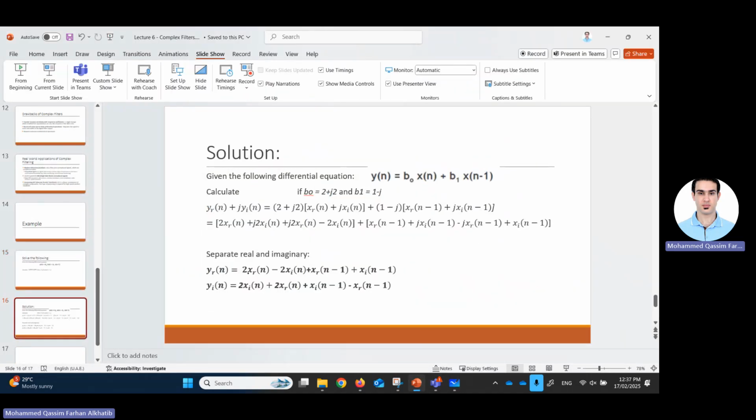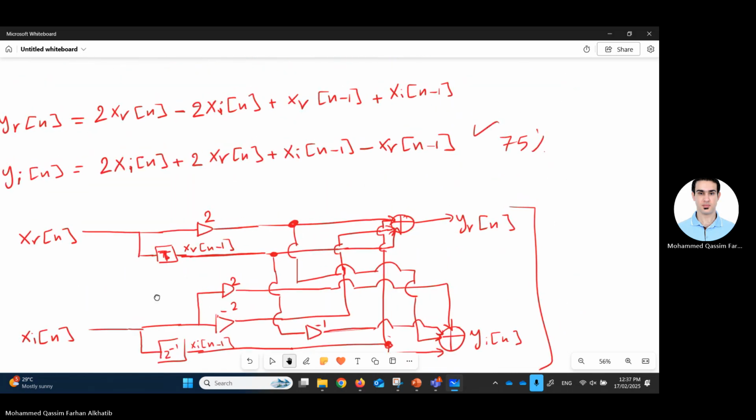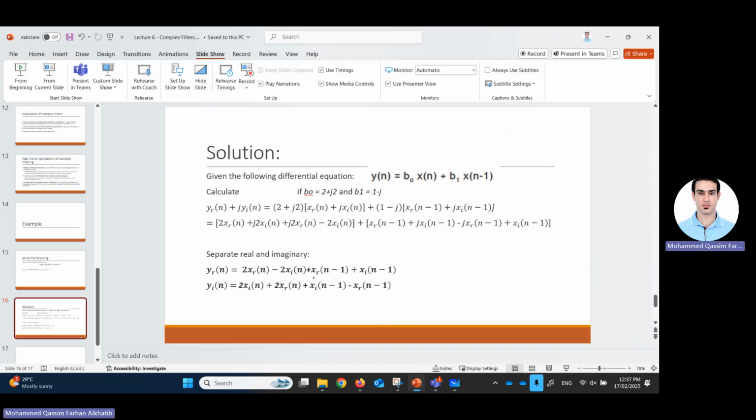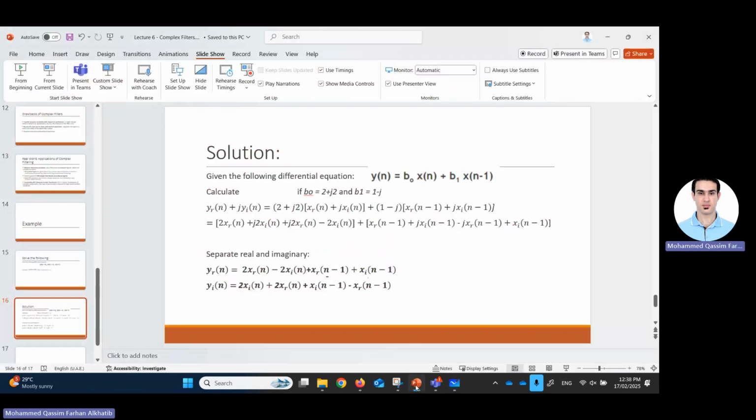So you can confirm 2x minus 2x. See there. Minus 2x plus x real plus x imaginary. Plus x real plus x imaginary. I have 2x, 2x. Okay, plus x imaginary minus x real of n minus 1.